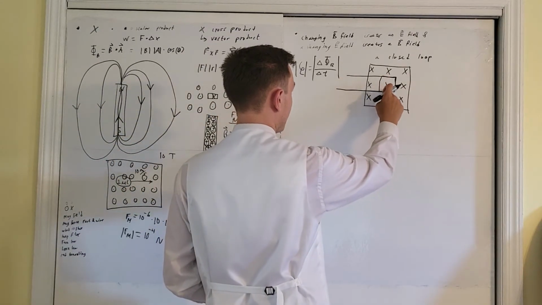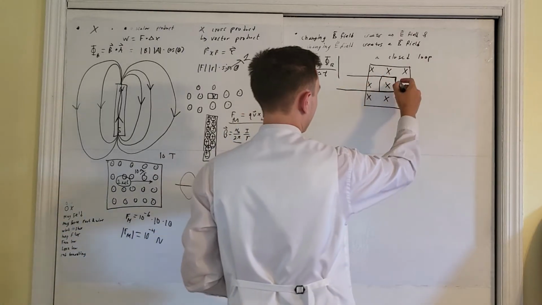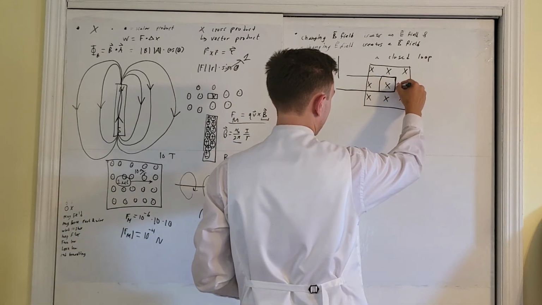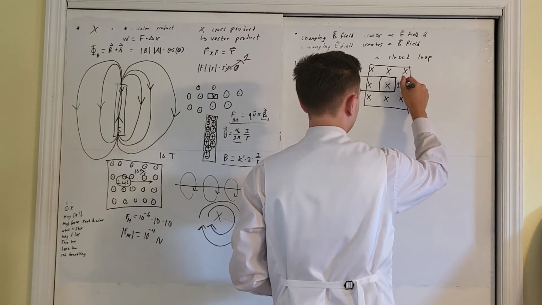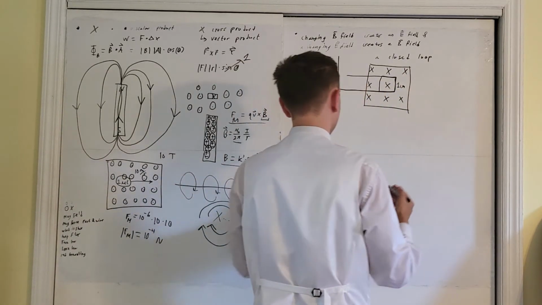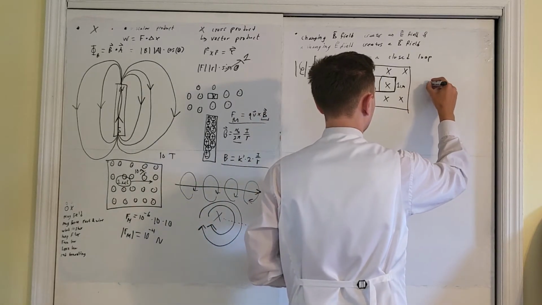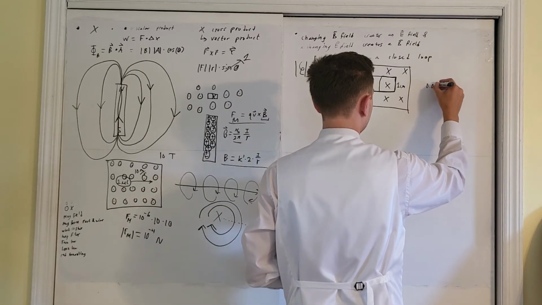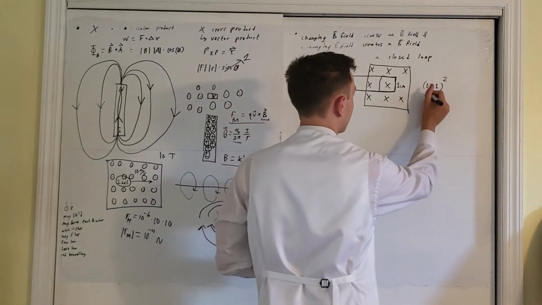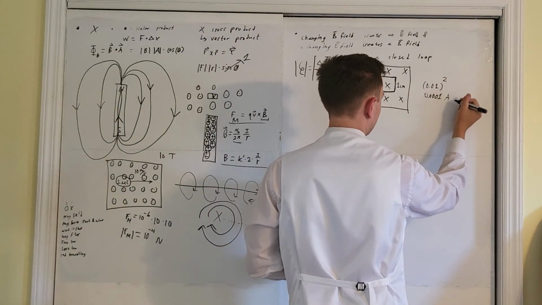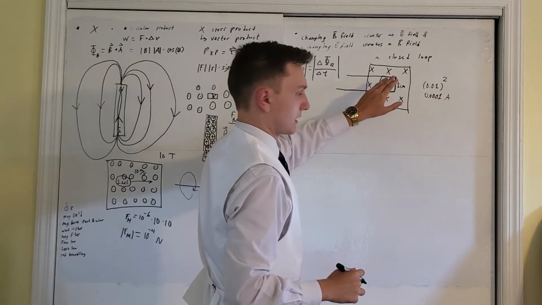What does this look like? It looks like an area. What is the area of that loop? Let's say that the side length of the loop is 1 centimeter, and it's a perfect square. So we're looking at 0.01 meters squared. So that would be the area of our flux shape.